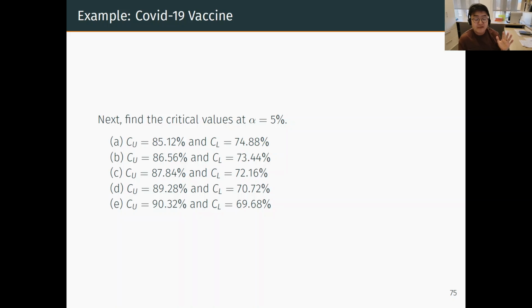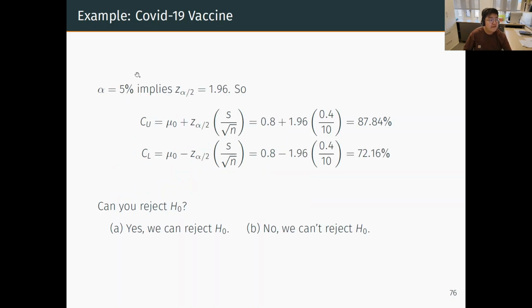So first, critical values are centered around your hypothesis, which is 80%. And all of the choices are centered at 80%, that's correct. And you allow a margin around 80%. That is, the margin depends on the 5%. So at 5%, you have to use the constant 1.96. 1.96 is the approximate number for a 5% two-tailed probability.